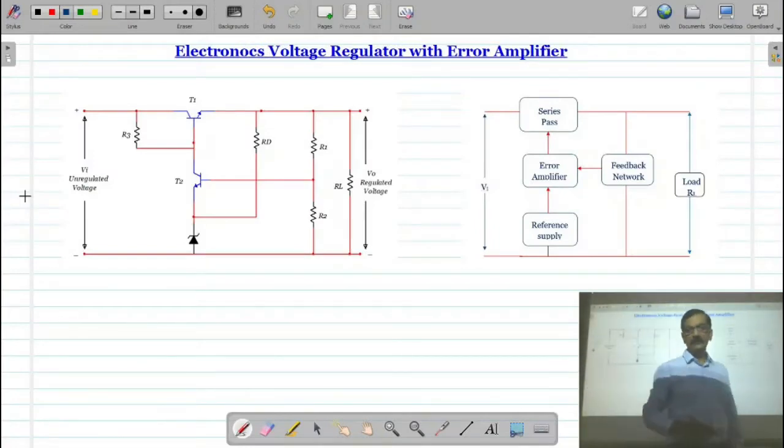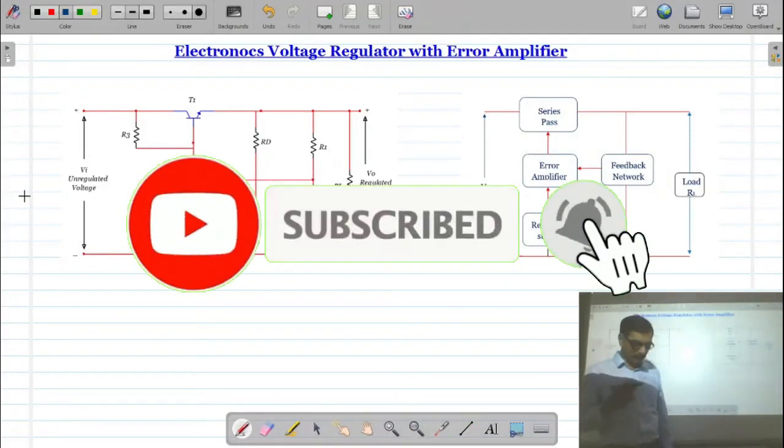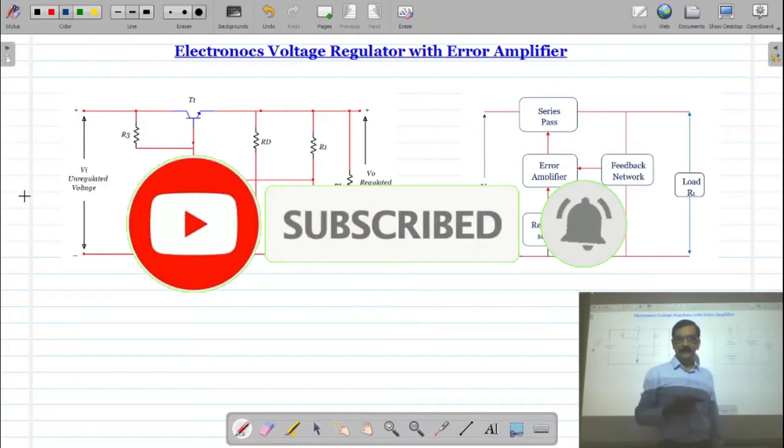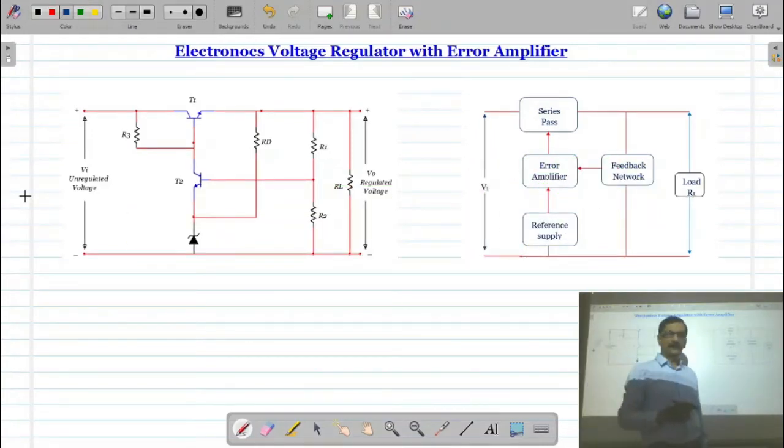In the previous session on regulator circuits, we discussed three types of voltage regulator: the general voltage regulator, the shunt voltage regulator, and the series voltage regulator. Now, all these regulator circuits have some advantages and disadvantages.